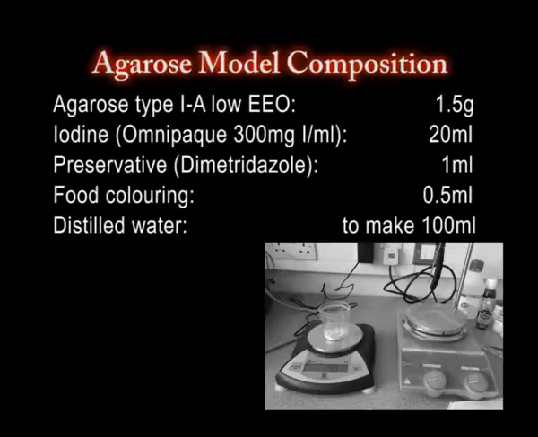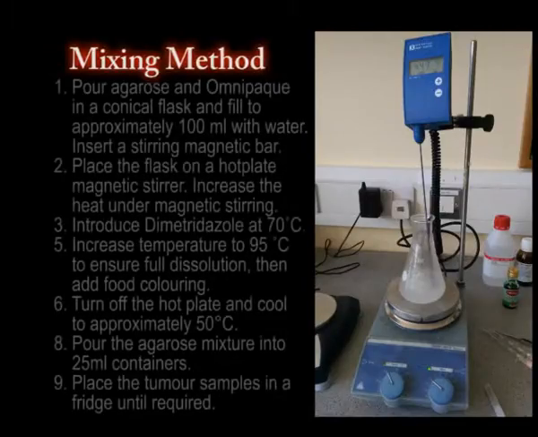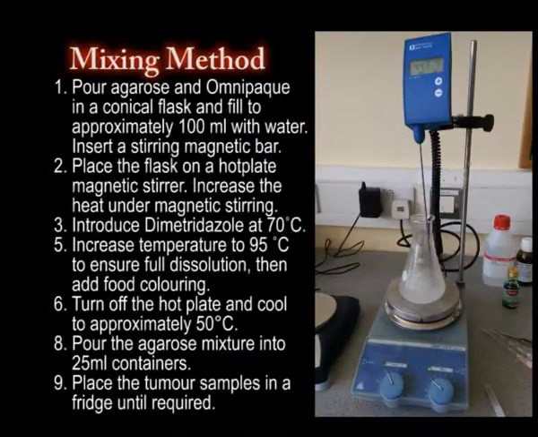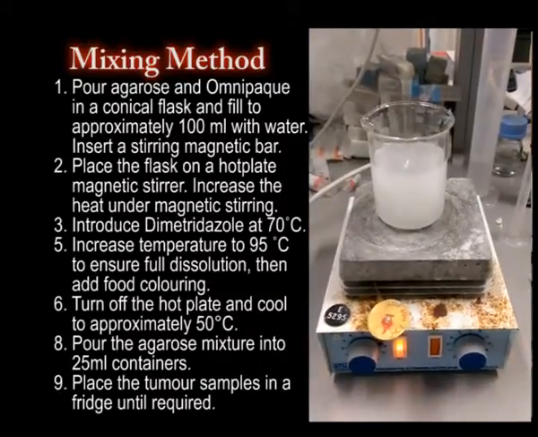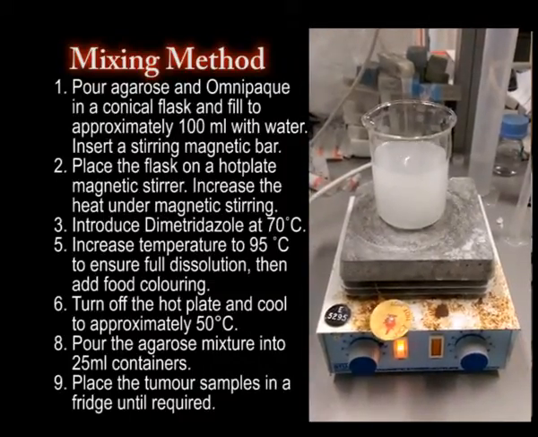The Agarose model was prepared by heating the Agarose, Omnipaque and water solution to 70 degrees Celsius on a hot plate magnetic stirrer before adding dimetridazole. The mixture was further heated to 95 degrees Celsius to ensure total dissolution. Food colouring may then be added before cooling the mixture in a fridge, yielding a firm, elastic material.